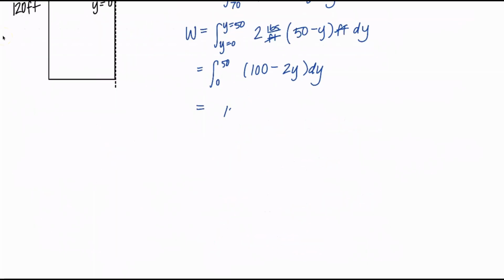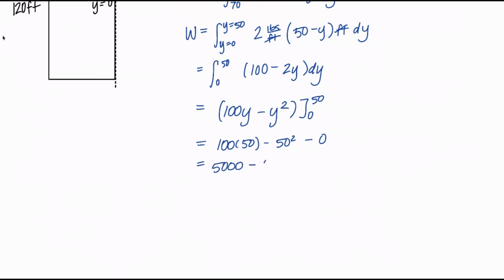The antiderivative here is going to be 100y minus y squared, and again evaluated from 0 to 50. So we can just substitute in the 50: 100 times 50 minus 50 squared, because if I plug in 0, I'm just going to get 0. So what we have is 5,000 minus 2,500, which is 2,500. And the units here are going to be foot-pounds.